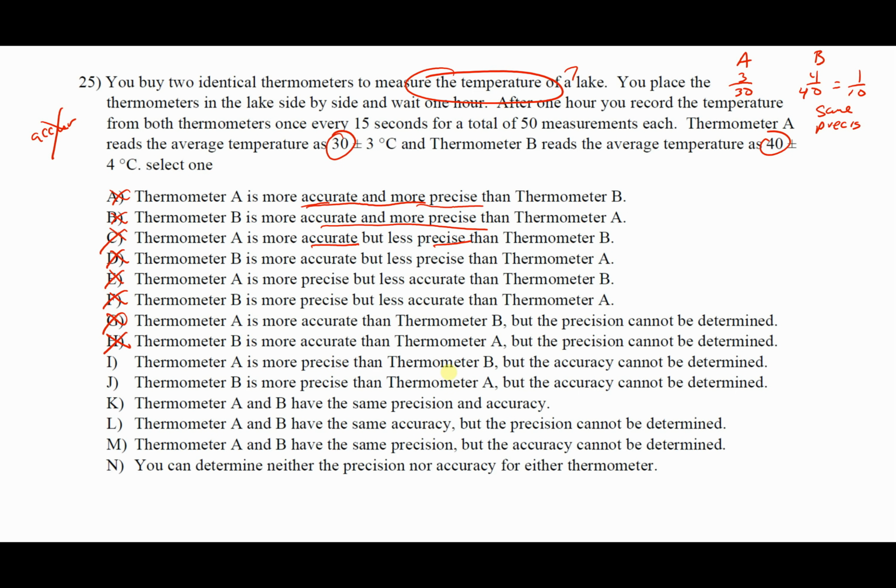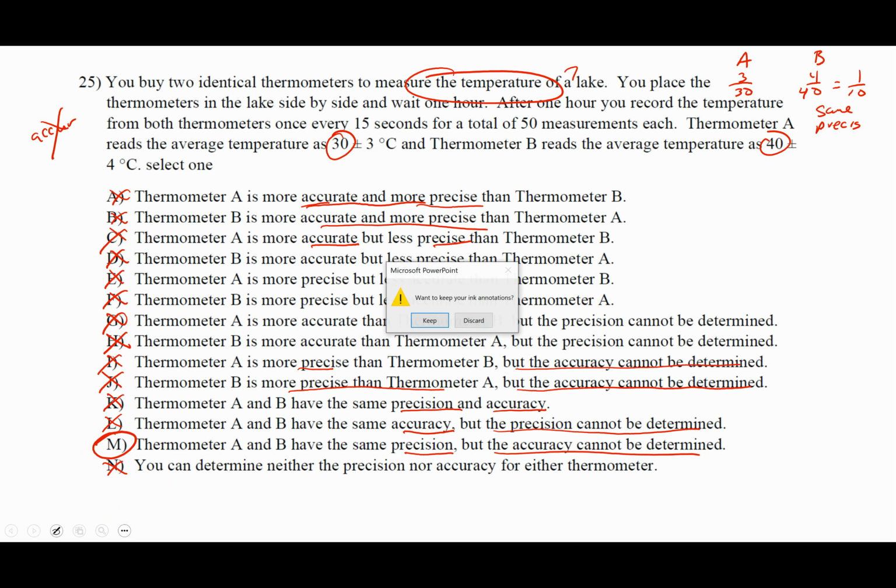Thermometer A is more precise than thermometer B. We know that's false, but accuracy cannot be determined. So the accuracy component is correct, but it is not more precise. Thermometer B is more precise than thermometer A. False, but the accuracy cannot be determined. So the accuracy component is correct, but now the precision's off. Thermometer A and B have the same precision and accuracy. Nope, can't talk about accuracy. Thermometer A and B have the same accuracy, but precision can't be determined. No, it's the opposite. We can't determine accuracy. Thermometer A and B have the same precision, perfect, but the accuracy cannot be determined. Excellent. You cannot determine neither precision or accuracy. No, that's false, right? So the answer is M. I hope that helps for the final.